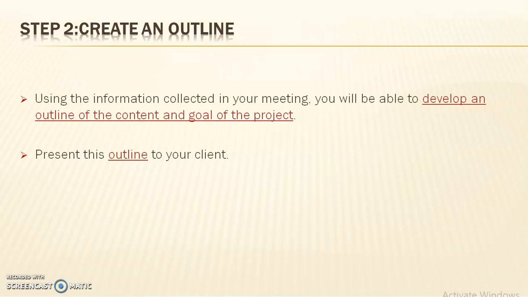Step number 2. Create an outline using the information collected in your meeting. You will be able to develop an outline of the content and goal of the project for a website, including all of the major sections and the contents for each. Include the dimensions and technical specifications for print or web work as well. Present this outline to your client. Once you have reached agreement as to what the piece will look like and have received approval of the project details, you can proceed to the next step.